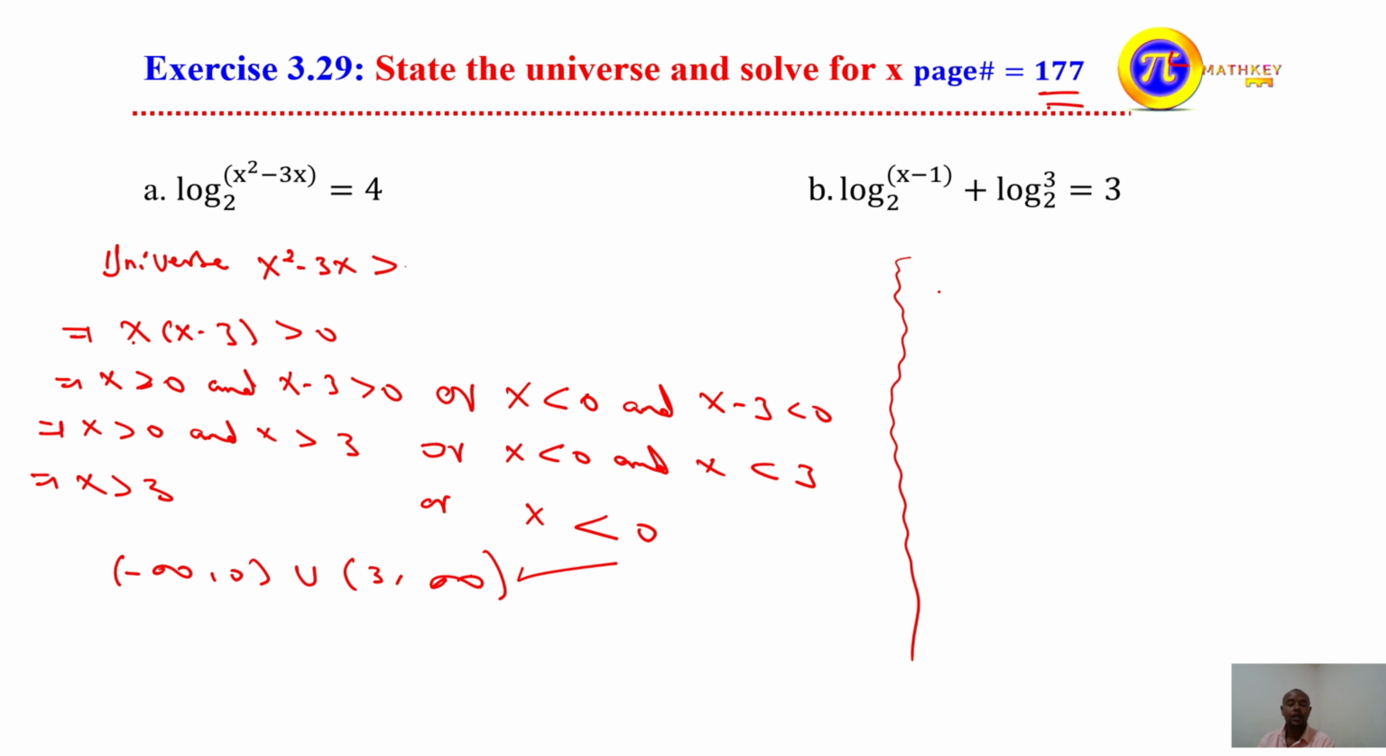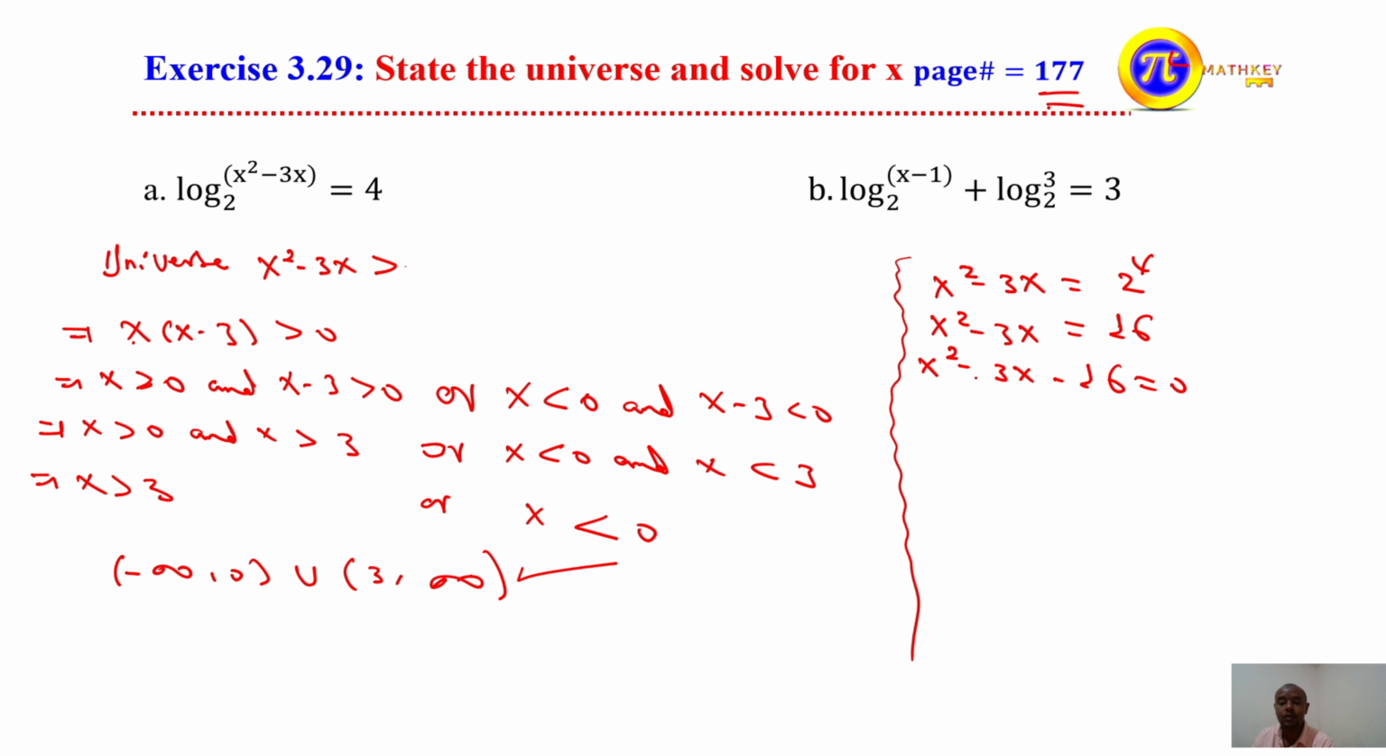You have to express this in the form of an exponent, which implies x squared minus 3x is equal to 2 to the power of 4. Which implies x squared minus 3x is equal to, to the power 4 means 16. Here is x squared minus 3x minus 16 is equal to 0. So this is a quadratic equation.